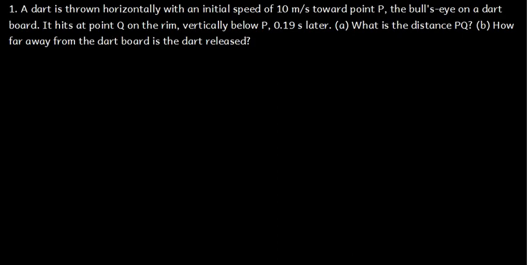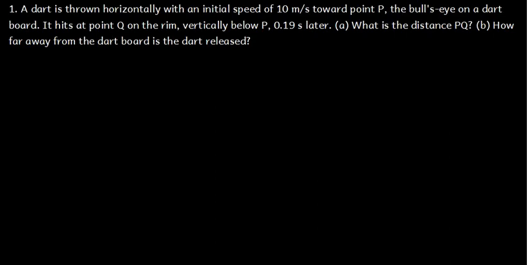In this tutorial, we are going to solve some questions under projectile motion. So I've got a number of questions with me here. The first question is saying, a duck is thrown horizontally with an initial speed of 10 meters per second toward point P, the bull's eye on a dartboard. It hits at point Q on the limb, vertically below P, 1.19 seconds later. Part A, what is the distance PQ? Part B, how far away from the dartboard is the duck released?